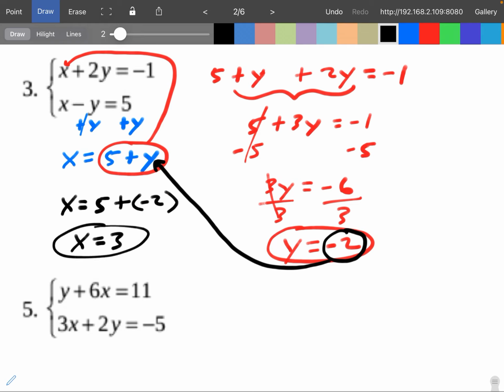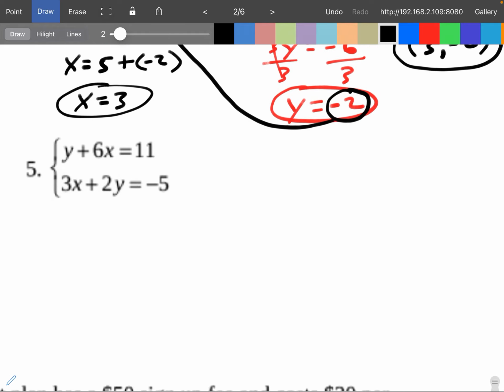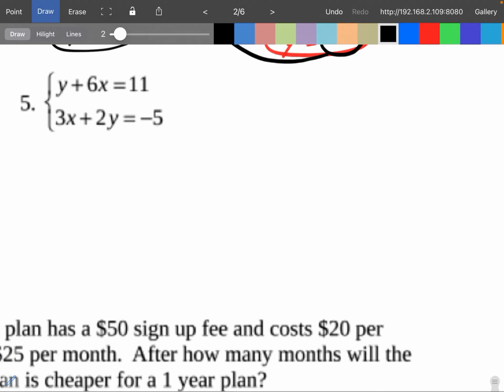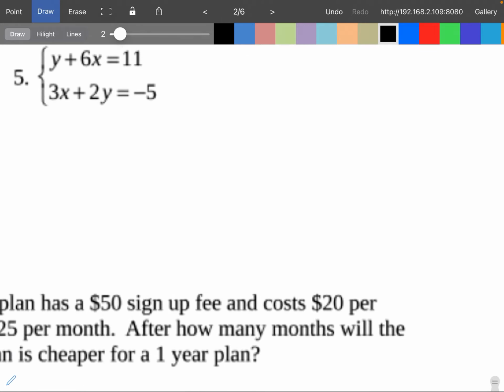So this one right here, if I plug in y equals negative 2, that's going to become x equals 5 plus negative 2. Well, what's 5 plus negative 2? That's 3, same thing as 5 minus 2. So x is equal to 3. So my solution to the system is x equals 3, y equals negative 2.